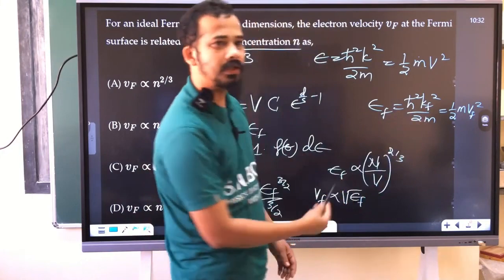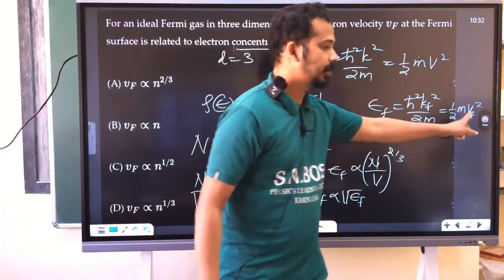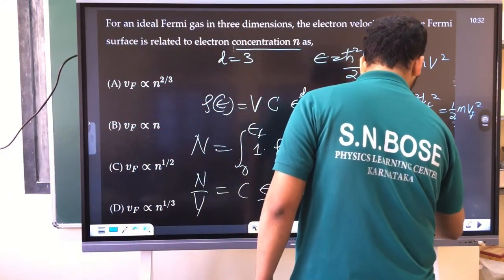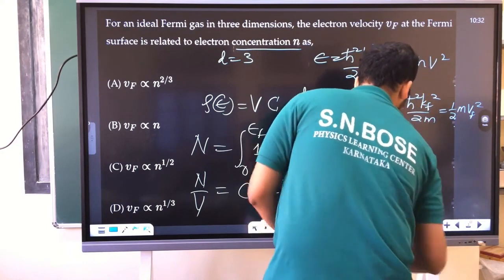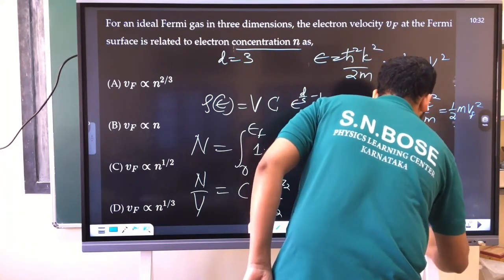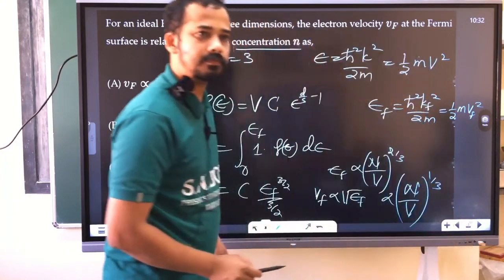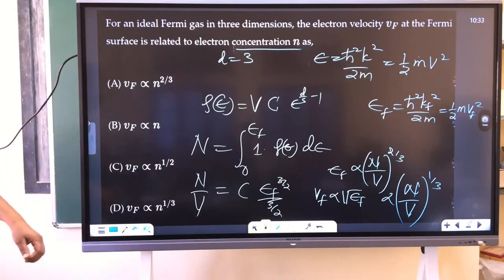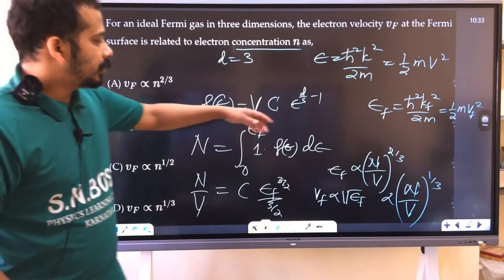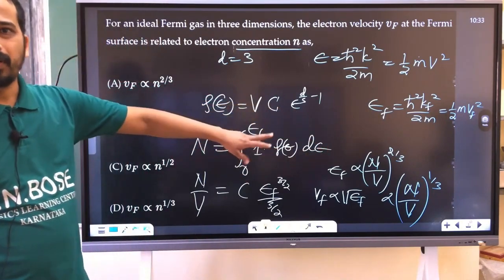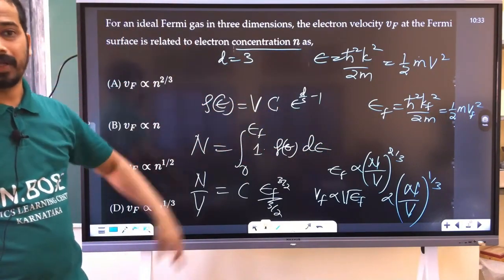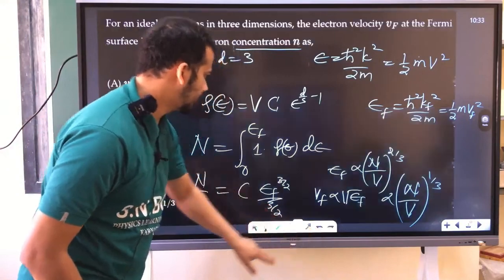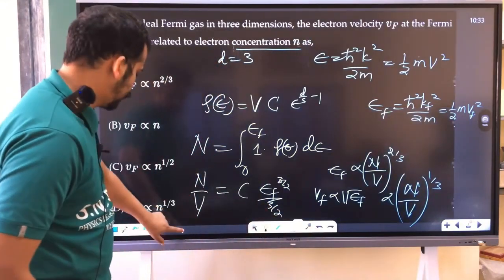Can I write down proportionality just like class 12th we used to write, right? vF is proportional to root EF. That's why that is proportional to root of this one, so (N/V)^(1/3). This is also okay, because you need to talk about proportionality here, isn't it? Got my point? I don't think it's a big deal. But for wave vector you better do it directly. Or you just think over it, and do it in a different manner.